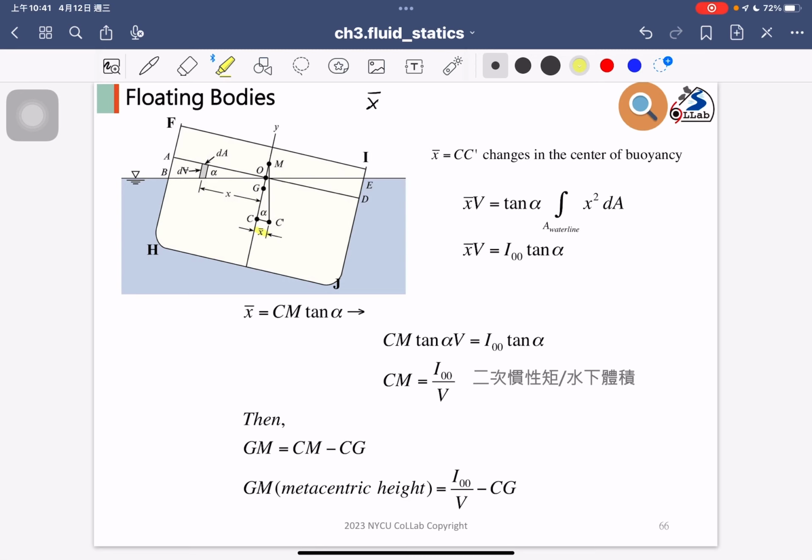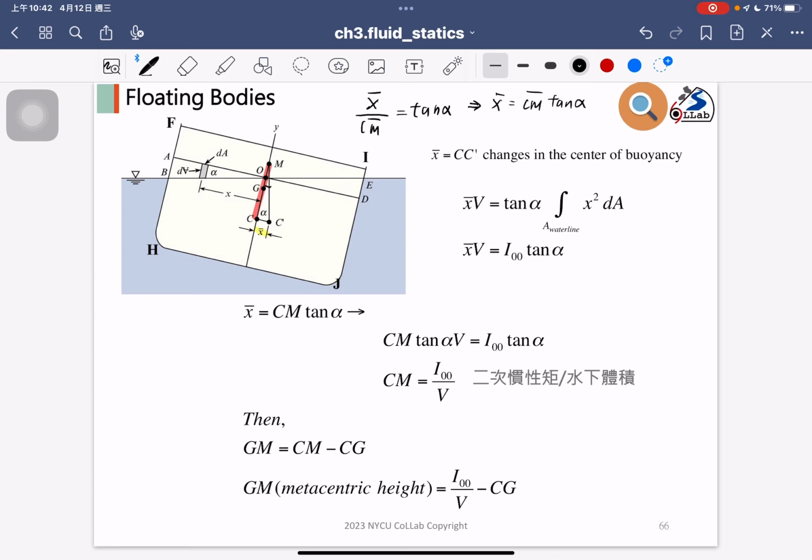And initially, I want to know how long the Cn is. So you focus on the Cn and the Cc prime. You know that the Cc prime is equal to the x bar, and the Cn distance over the x bar will equal the tangent alpha, right? Because here the angle is the alpha angle. So the tangent alpha will equal the x bar divided by the Cn distance. So what is the x bar? The x bar is equal to the Cn distance multiplied by the tangent alpha.